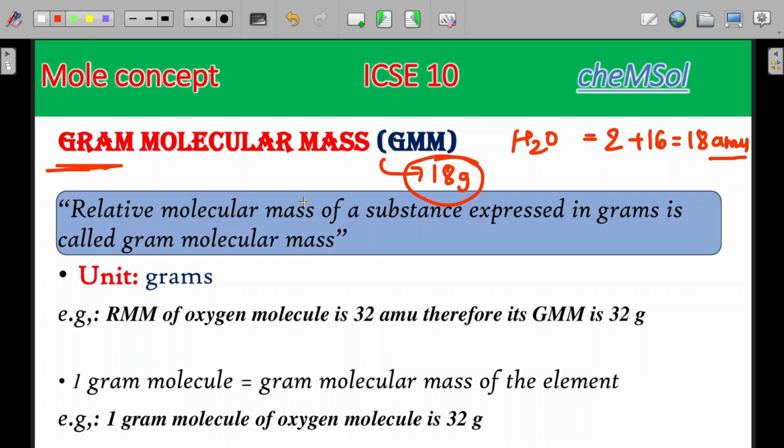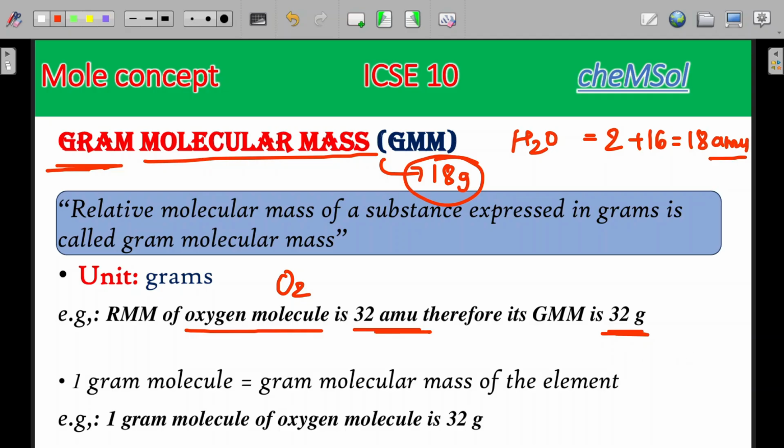So here you have to take molecular mass if it is a molecule. You have to take atomic mass if it is an atom. So here you see relative molecular mass of oxygen molecule. Oxygen molecule is O2. It is 32 AMU, expressed as 16 plus 16. And you express it in grams, 32 grams.